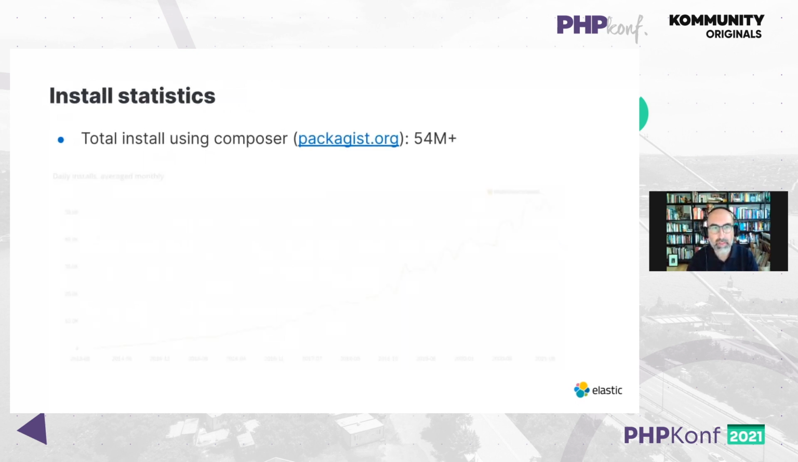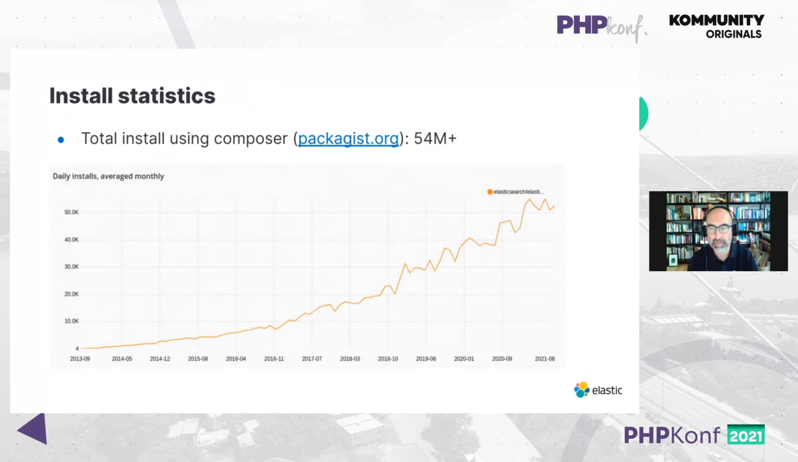It's quite a popular project, I would say. I just checked today, and we have more than 54 million downloads. You can see here the statistics. This is basically a screenshot of the packagist.org website that manages all the libraries of the PHP projects. These are the installs with the average monthly, and you can see that right now we are at almost 50K downloads per day, so it's quite a lot.